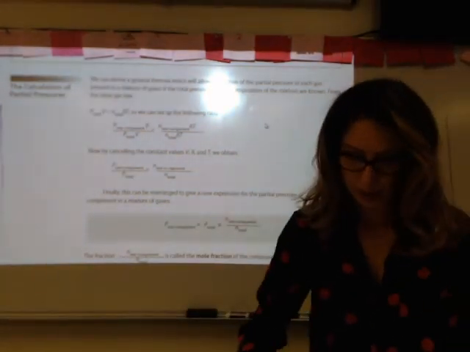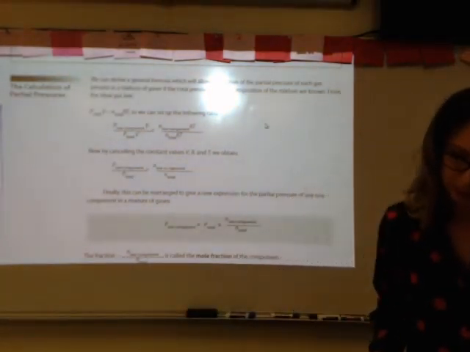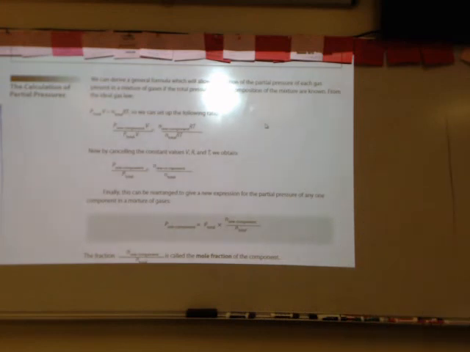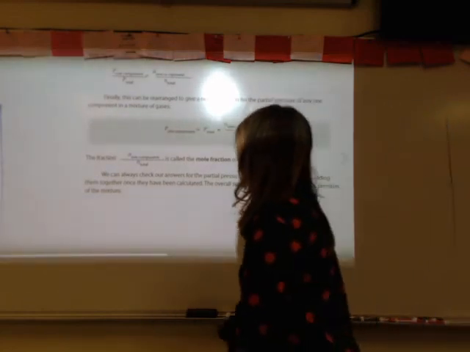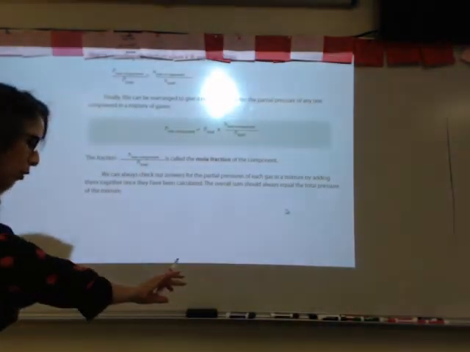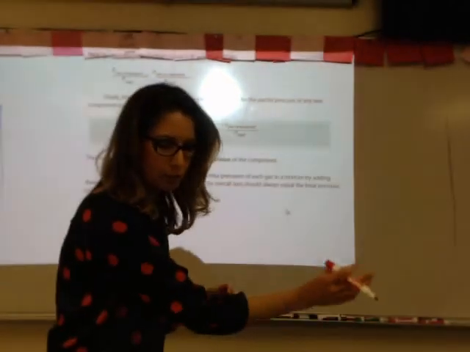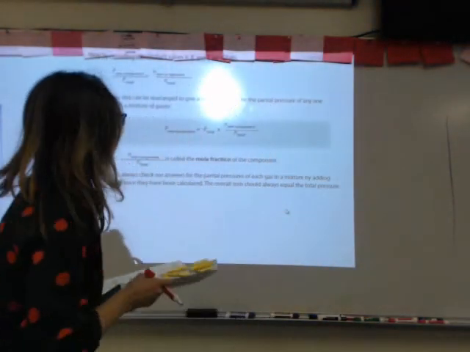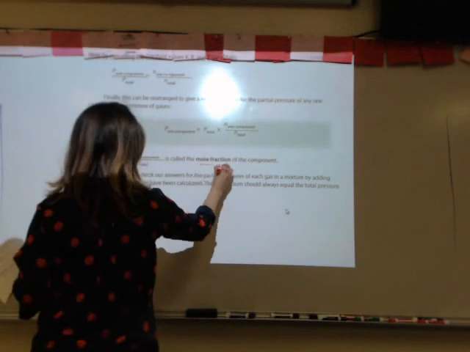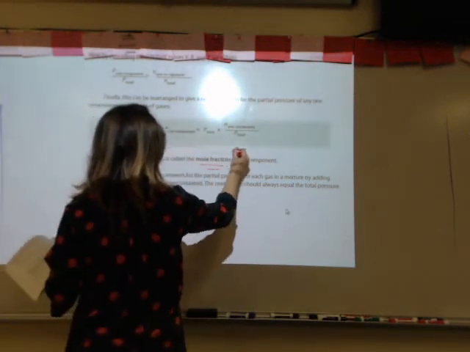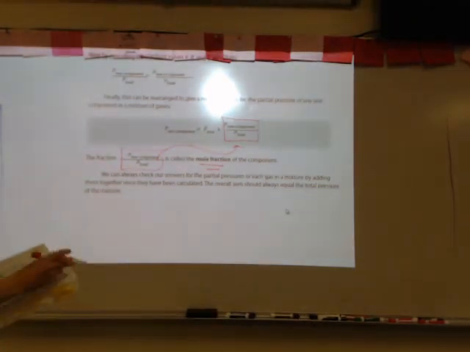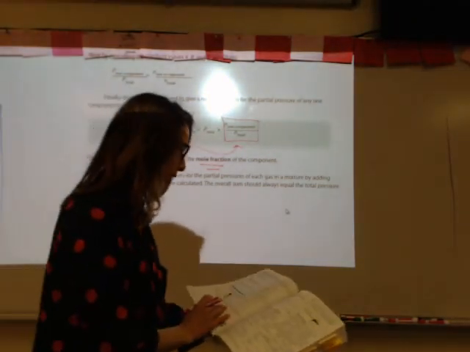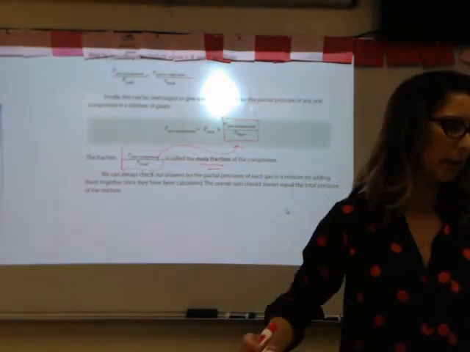Okay, now let's talk about using mole fractions to calculate partial pressures. So here, mole fractions are going to be where you have the moles of one component in your sample divided by the total moles. So this right here, mole fraction, is multiplied by the total pressure to give you the pressure of one component in your gas sample.